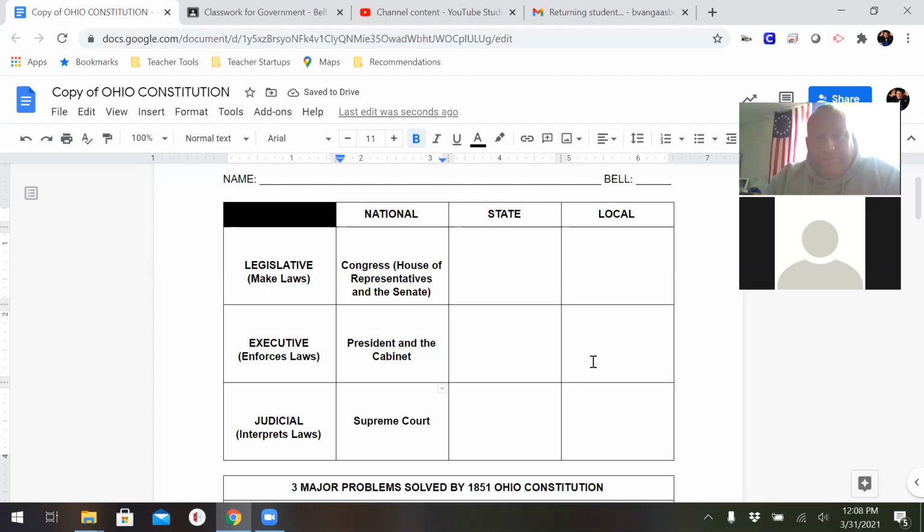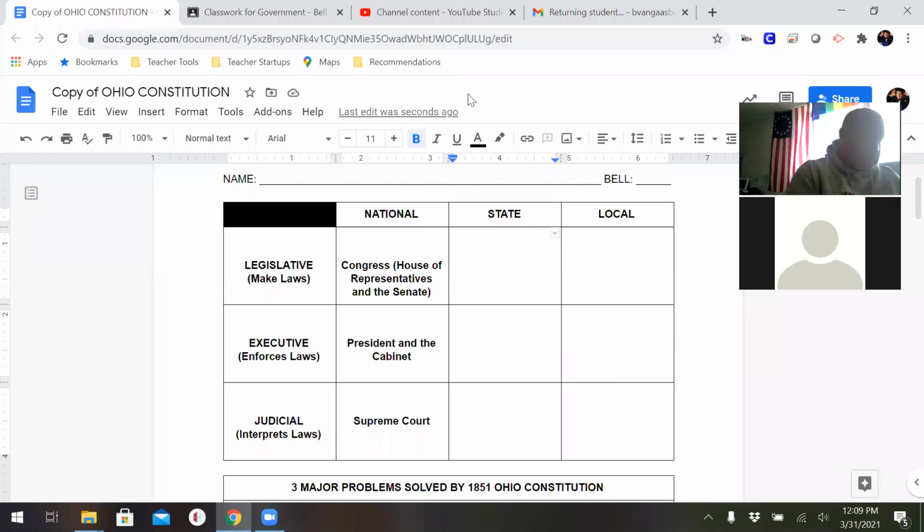That's the national level. Now, when you move to the state level, it gets a little bit more complex, a little bit more confusing. We also have a state house and a state senate, but we do not call it Congress. We call it something very different.